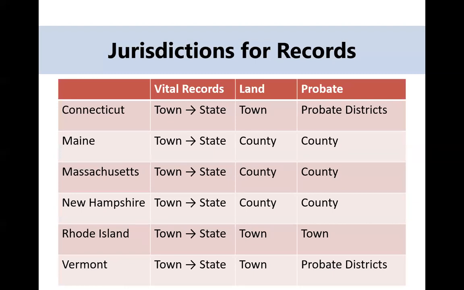One of the tricky things about New England records is figuring out which governmental level is going to have a record. For vital records, birth, marriage, and death, these began when a town was created. And in the 20th century, the state became the repository for these records. For land records, some states hold the land records at the town level, others at the county level. And for probate, there are 3 jurisdictional options: town, county, or something known as a probate district. And I will go into this in more detail.